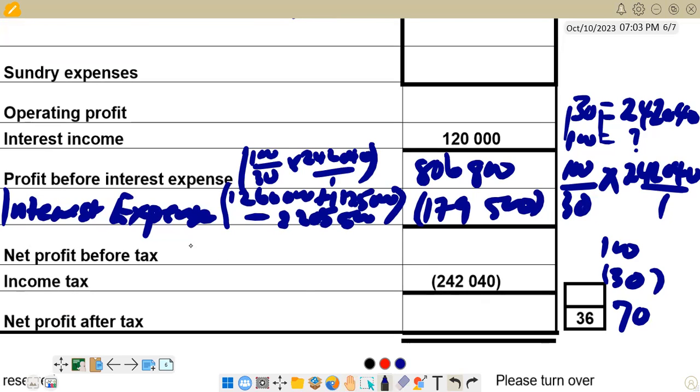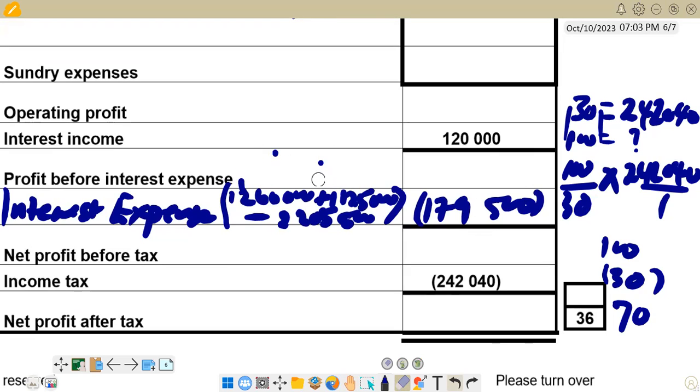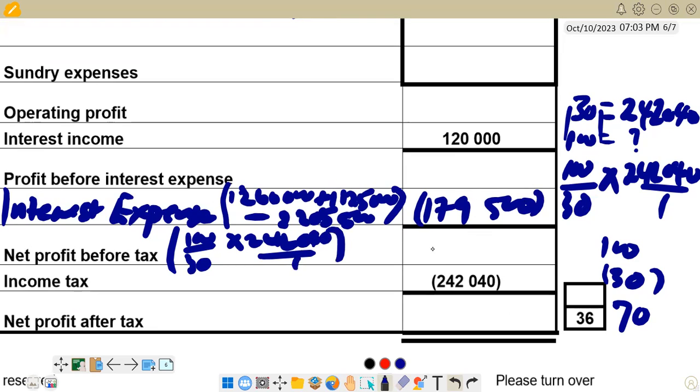Oh, sorry, we are not supposed to put this here, this is profit before interest. It's the wrong column, sorry. Let's put it in the right column, which is here. We are going to say 100 over 30 times 242,040 over 1. And then if you do that, you get 806,800. So if you have done this, it becomes simple now to get net profit after tax.